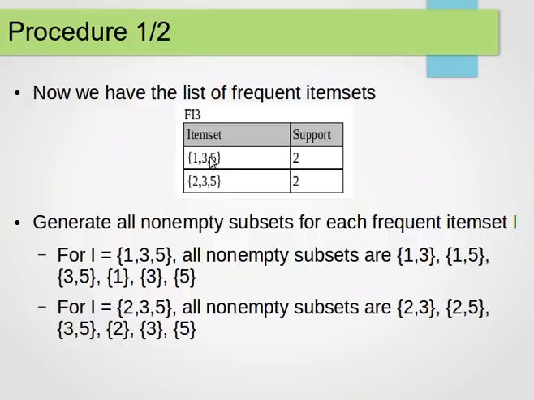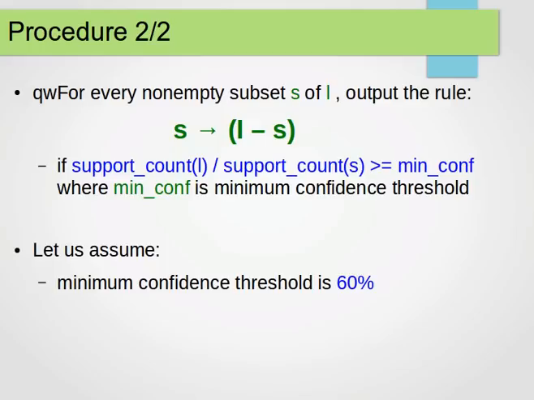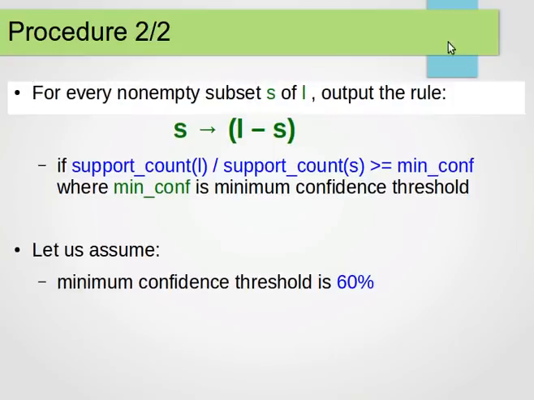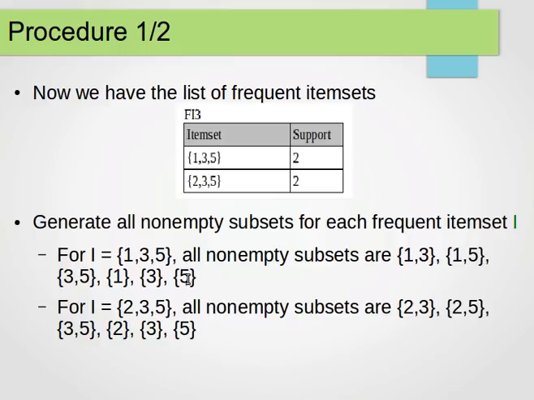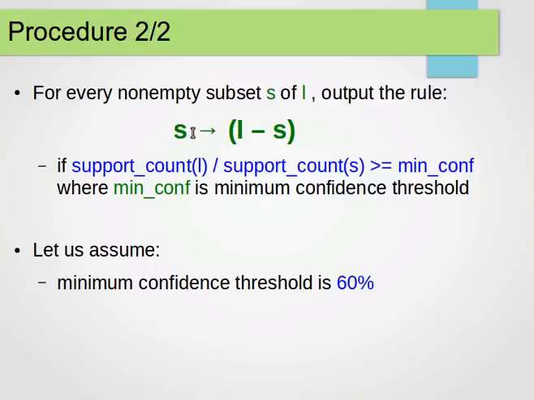Now I will only use the first item set and its subsets, but the same thing should apply with no problems at all for the second one. Now the next step is, for every non-empty subset S of I, we output the rule S recommends I minus S. So for each of these non-empty subsets, let's say subset {3}, we output the rule 3 recommends I minus 3, so 3 recommends 1 and 5. Here S is 3 and I is {1,3,5}. So the rule says if 3 is there, then the customer should also be shown I minus 3, {1,3,5} minus 3, i.e. items 1 and 5.